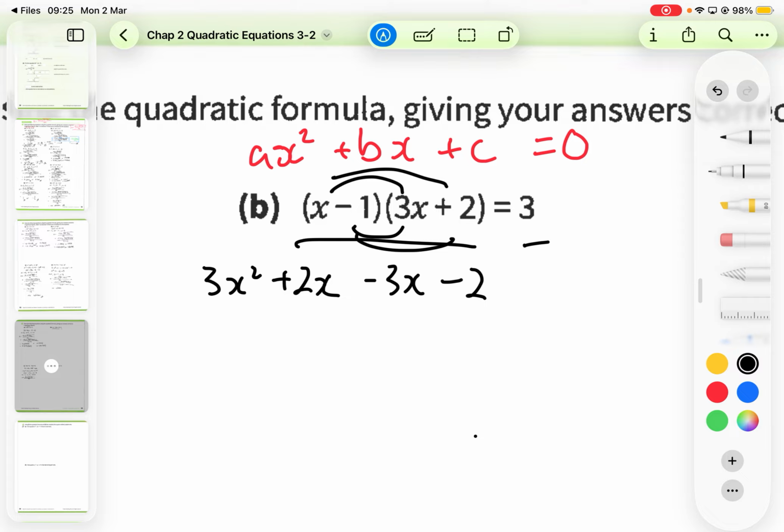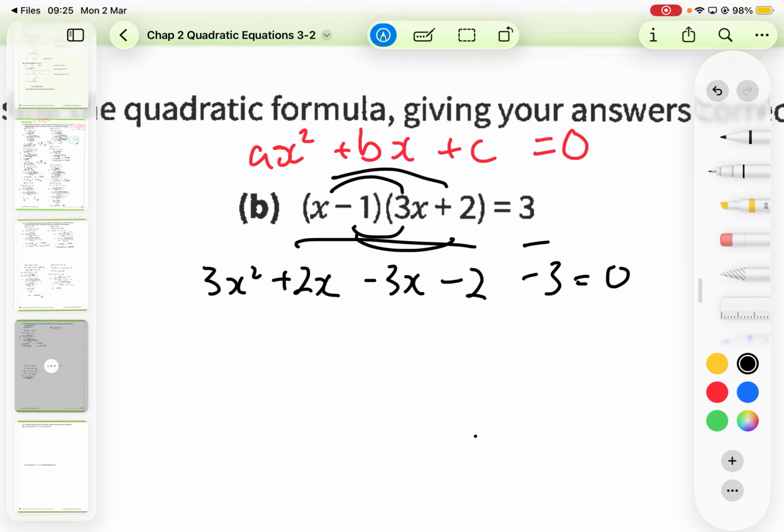Okay? Then I don't want the 3 to be on the right hand side. I want right hand side to be only 0. So if I don't want the 3 to be on the right hand side, I need to subtract 3. So I subtract 3 on both sides. So this 3 looks like it come over to the left hand side to become minus 3.